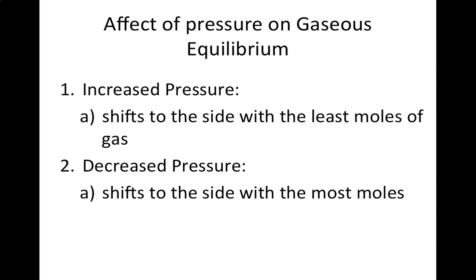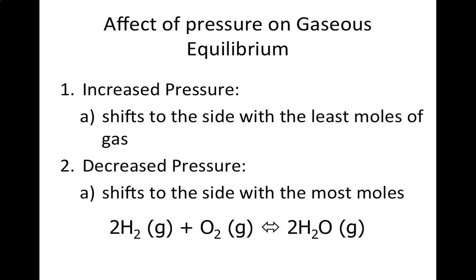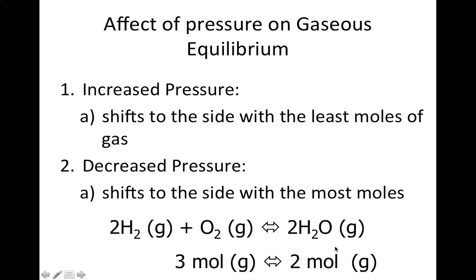So let's look at one good equation. I've got hydrogen gas and oxygen gas in equilibrium with water, and I want to see, let's say, increasing pressure. So I'm going to increase the pressure. Well, I have to look at the total number of moles on each side. So I have 2 plus 1, I have 3 moles on my reactant side. I have 2 moles on my product side.